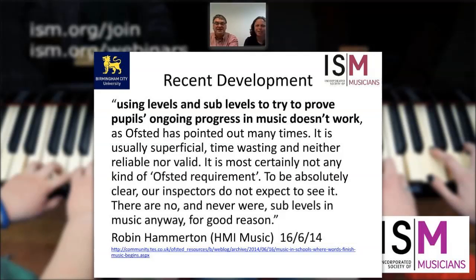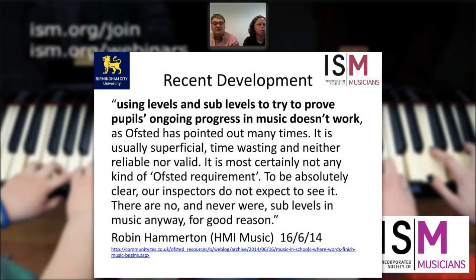so nice to see. Let's go back to that statement from Robin Hamilton, 16th of June, and let's really think about what this means. Using levels and sub-levels to try to prove pupils' ongoing progress in music doesn't work. As Ofsted has pointed out many times, it's usually superficial, time-wasting and neither reliable nor valid. It's most certainly not any kind of Ofsted requirement. To be absolutely clear, our inspectors do not expect to see it. There are no and never were sub-levels in music anyway, for good reason.